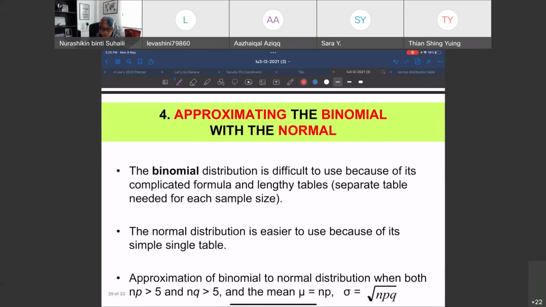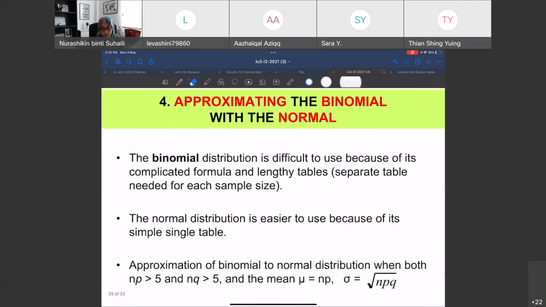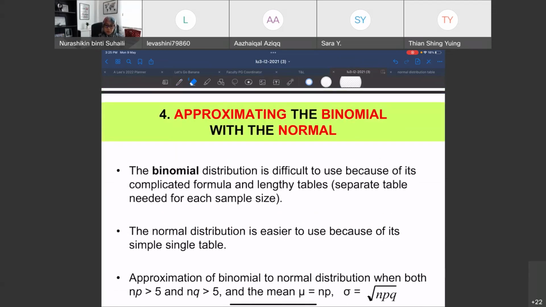Okay, so I go to the last one. Approximating the binomial with the normal. Before this, we talked about the binomial distribution. So the binomial distribution is said to be not convenient in some circumstances. So in some circumstances, we can actually use the normal to approximate the binomial. So how is it possible?